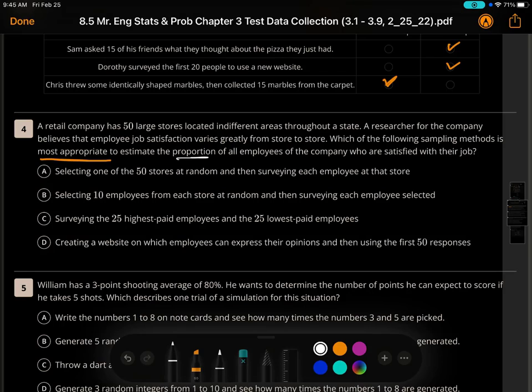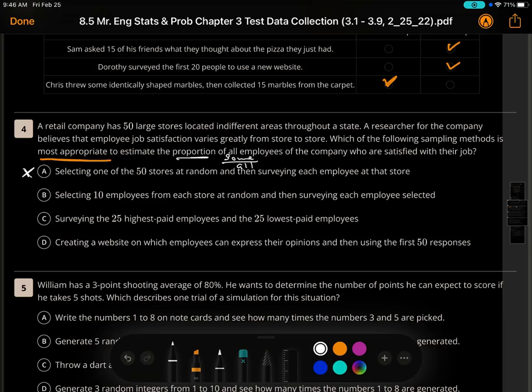So the proportion just means some overall, and the company is so big that they can't interview everybody or get their opinions, so they're just going to do some. So how can we do that? A, selecting one of the 50 stores at random and then surveying each employee at the store. Question, would the whole store be representative of the 50 stores? I would say no. They might be super happy, they might be super upset.